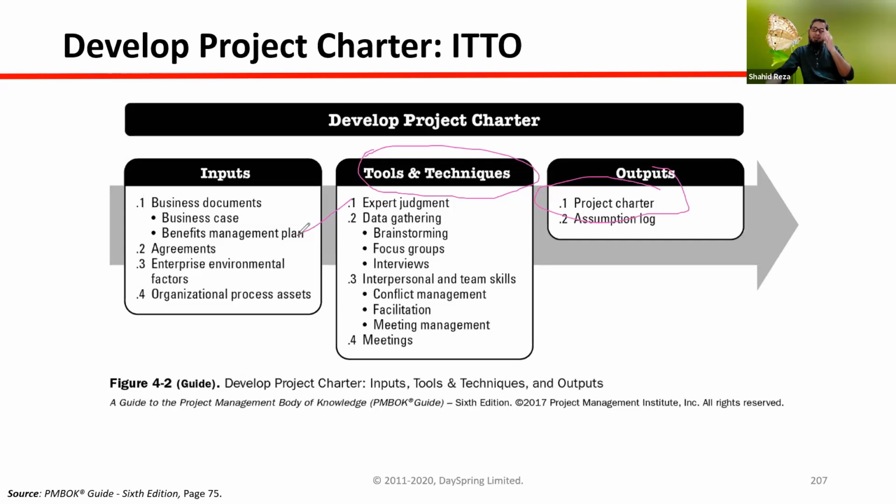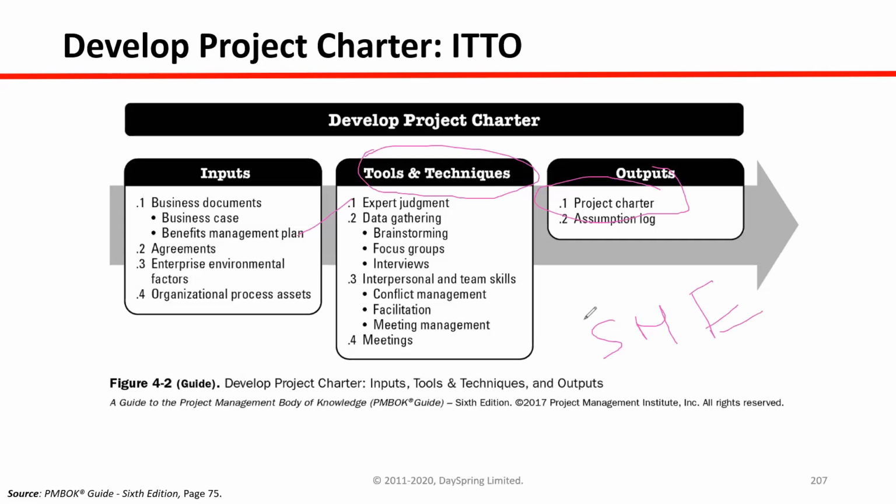So expert judgment is the expertise of your people. Maybe you can take help from other departments, from the senior team members of your project. And as a project manager, why are you the project manager? Because you are an expert. So you can also give your expertise. So that is expert judgment. Then maybe you hire some SME. What is SME? Subject matter experts, right? You can hire consultants.